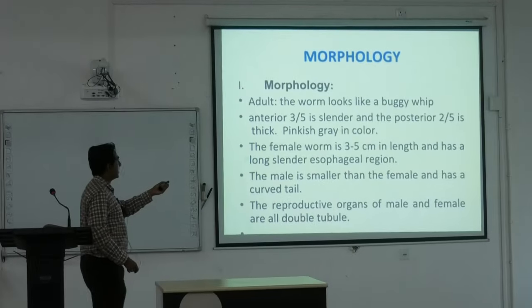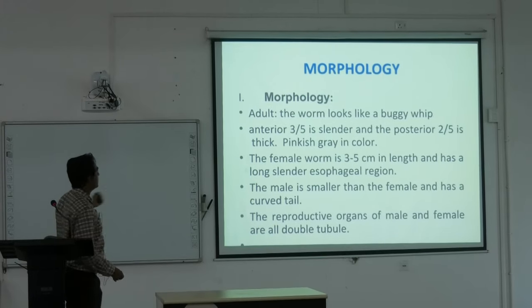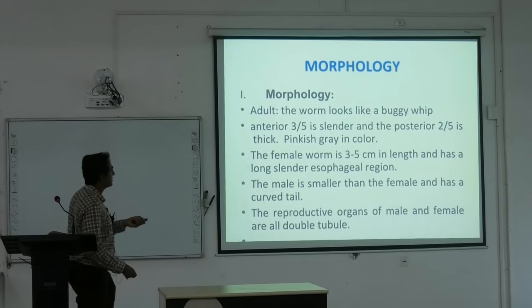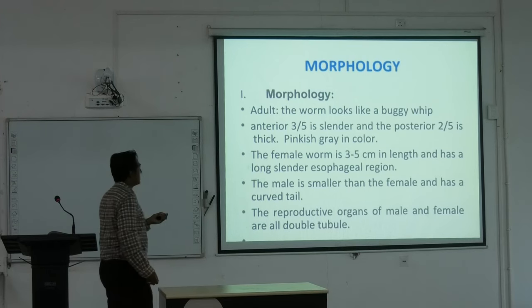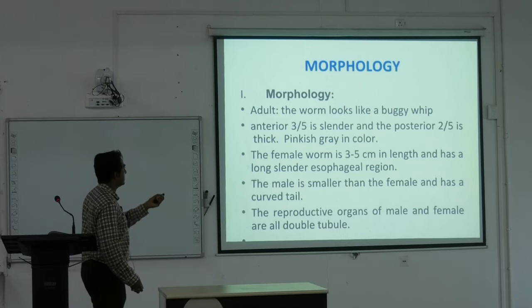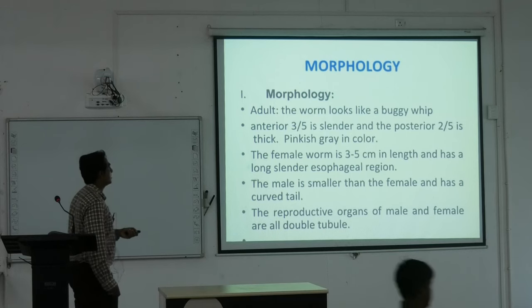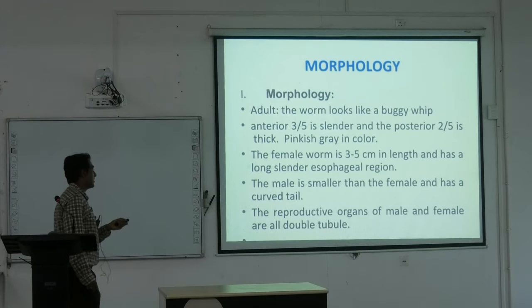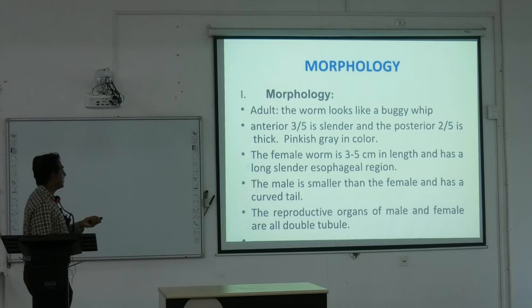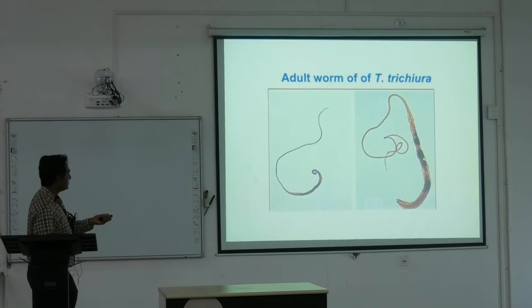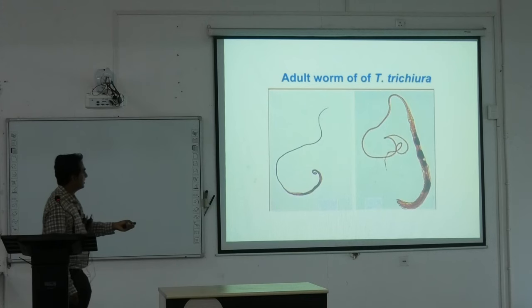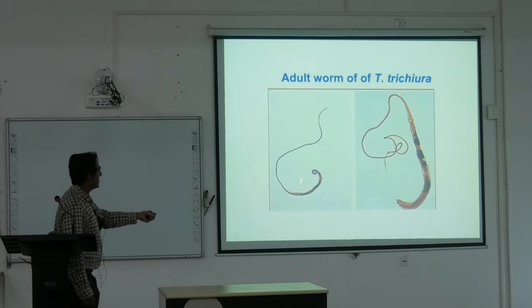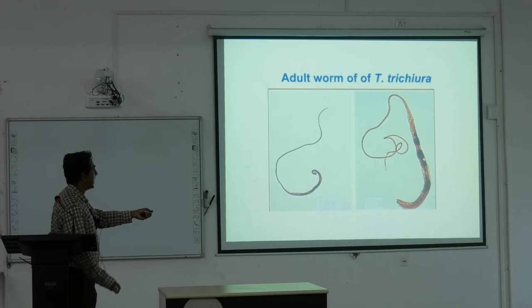The adult worm looks like a buggy whip. The anterior 3/5 is slender and the posterior 2/5 is thick. Pinkish gray in color. The female worm is 3 to 5 cm in length and has a long slender esophageal region. The male is smaller than the female and has a curved tail. The reproductive organs of the male and female are always double. This is how Trichuris looks. Okay? The anterior end is like a whip, and the posterior end is like the handle of a whip.